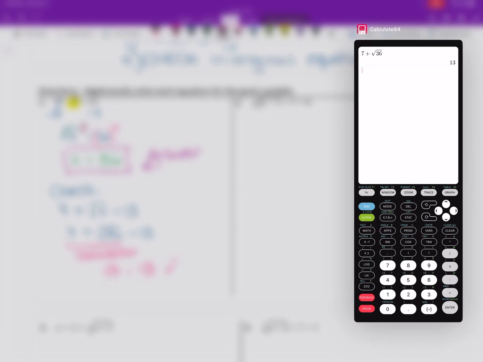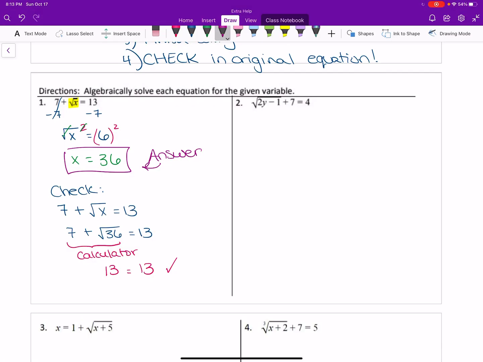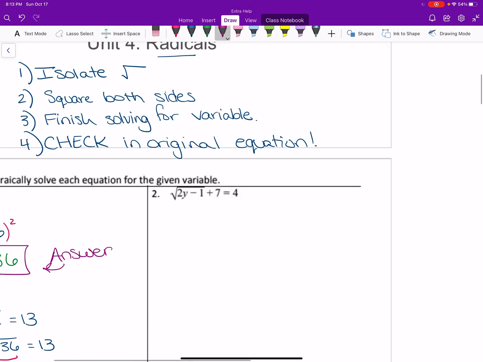So we're going to try the same thing on number 2 now. So there are my steps up at the top. The question says radical 2y minus 1 plus 7 equals 4. So step 1, isolate the radical. So this plus 7 is hanging out outside of the radical. So in order to isolate, I'm going to subtract it over. So I get radical 2y minus 1 equals negative 3 now.